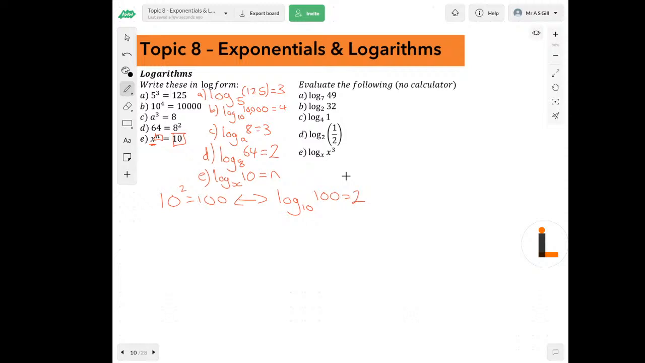So now we're going the other way. You just want to pay attention to the vocabulary here. This word evaluate means give a value for. So we don't just want to write this in index form, we want to give a value for these things. All of these things should have values. And what we're asking is, in this first one, what power of 7 will give us 49? It's just going to be 2, because 7 squared obviously equals 49. So I'll give you a few more minutes just to go through and complete the rest before we go through those answers.